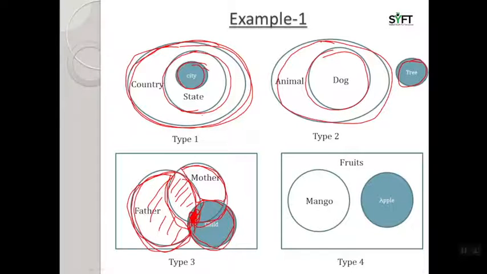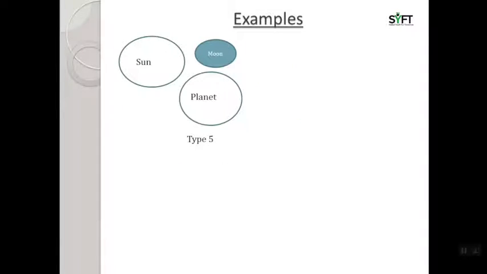The fourth example is, suppose we take mango and apple. Even if they come under a superset of the fruits group, they are in no way related to each other, so they stay separate. Let's go to another example. In the same way, sun, moon, and planet are not interrelated with each other. If there is no direct relationship between them, they can stay separate.